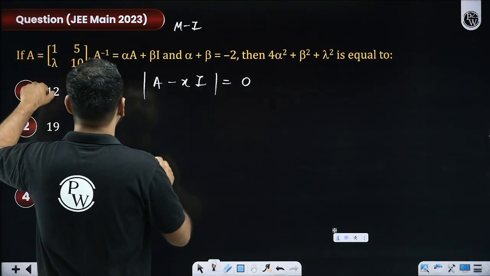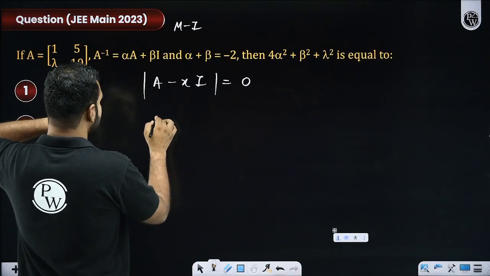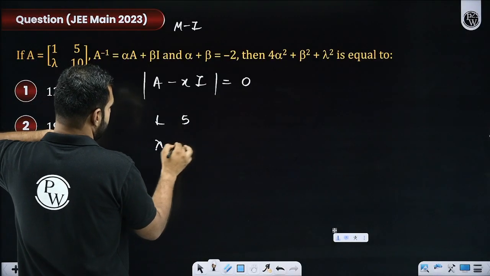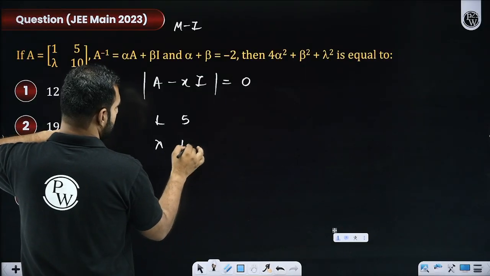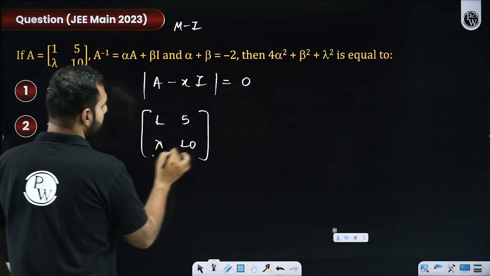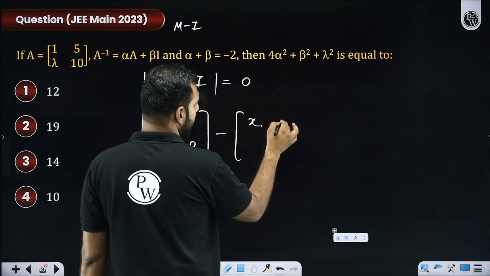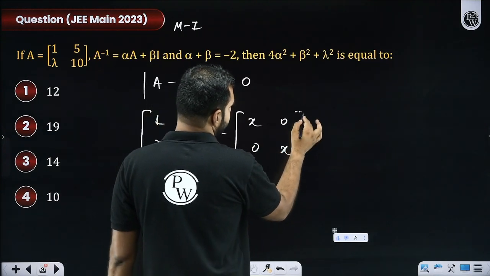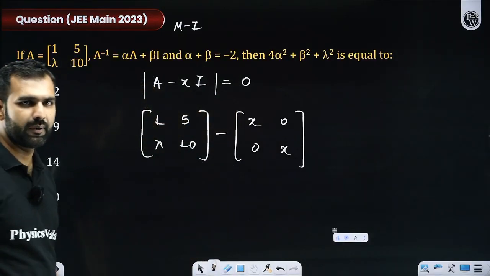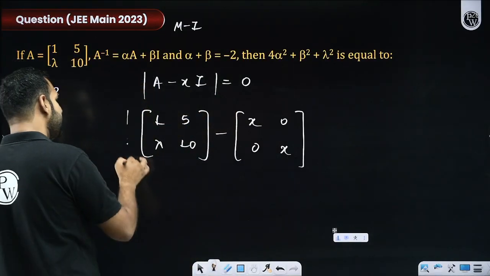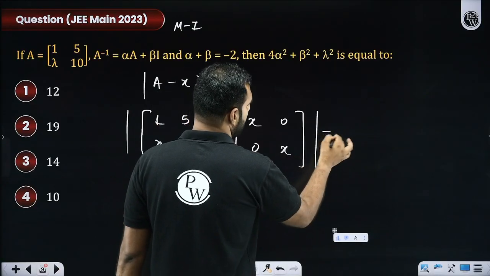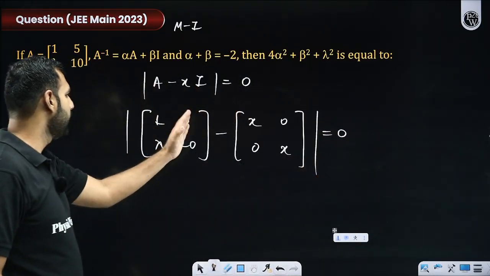So there, this is A. What is A? A is [1, 5; lambda, 10]. Yes or no? What is xI? xI will be x into I. So x 0, 0 x, where 1 0, 0 1 is your I. So x when multiplied gives you this, and the determinant of this difference will be 0. Yes or no? So this will be 1 minus x.